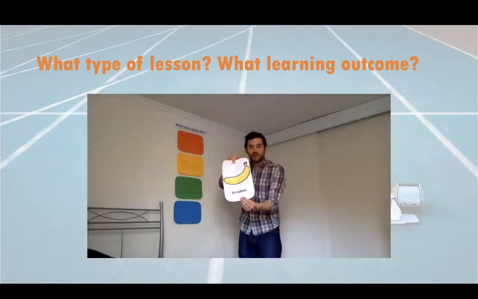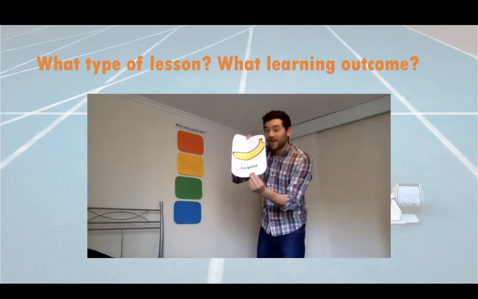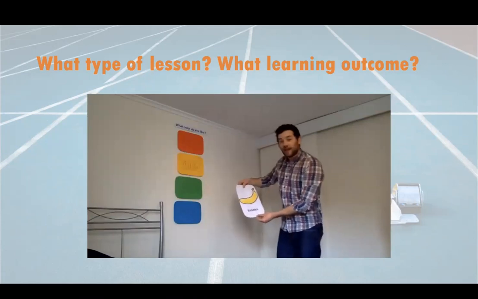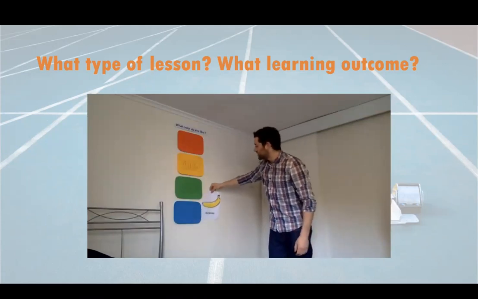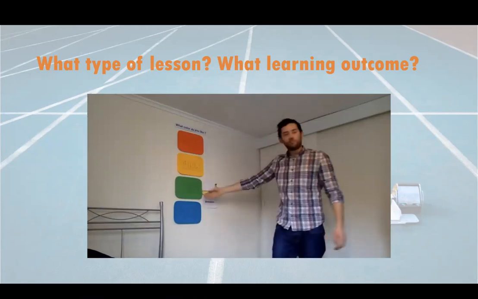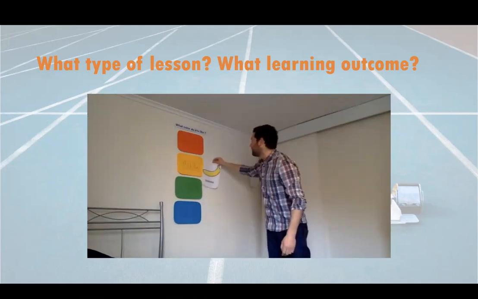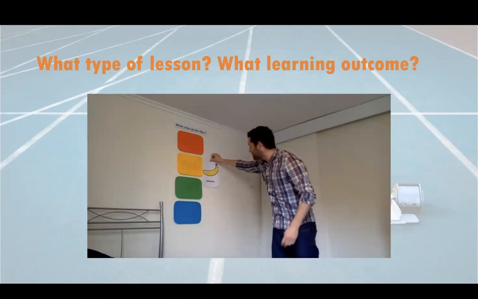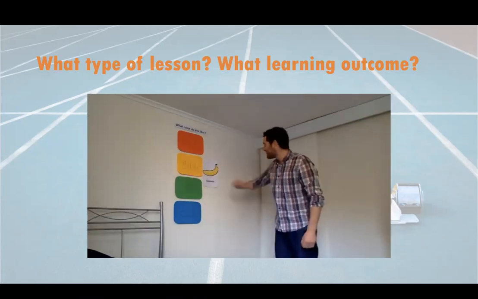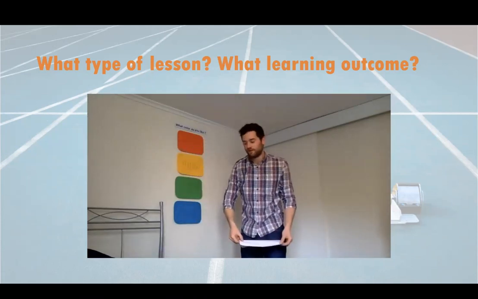Okay, the next one is a banana. We all know what a banana is. This is a yellow banana. The banana is yellow. Now, which colour is the yellow banana? There we go. Yellow banana. Is that right? No? Yellow banana. That's right. Well done. Very close. Yellow banana. The banana is yellow. Brilliant. Okie dokie.